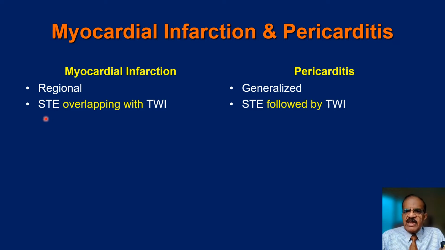ST segment is still elevated, and T waves start inverting. So in many ECGs you would see both. Whereas in pericarditis there is ST segment elevation, but when there is ST segment elevation, T waves are usually upright. Only once ST segment normalizes, only then T wave starts inverting. So in one ECG, you are likely to see either ST segment elevation or T wave inversion depending upon which phase of pericarditis you see the ECG.